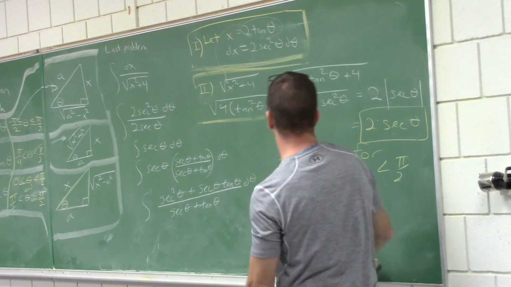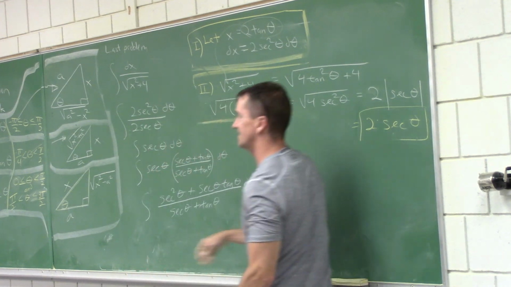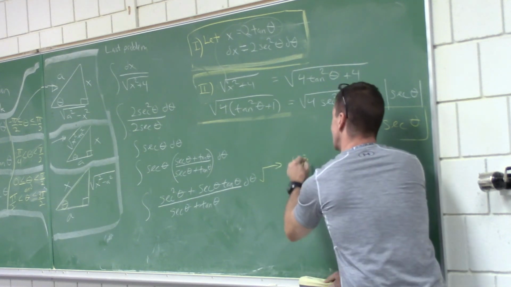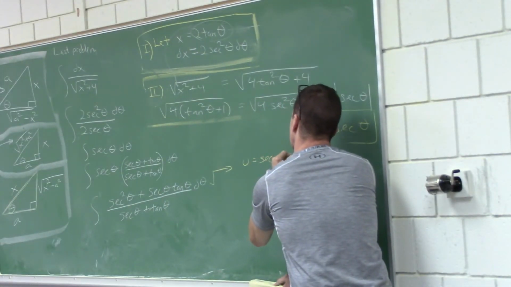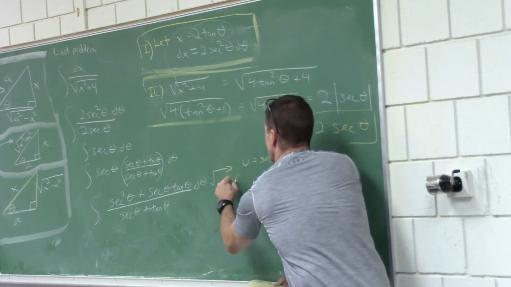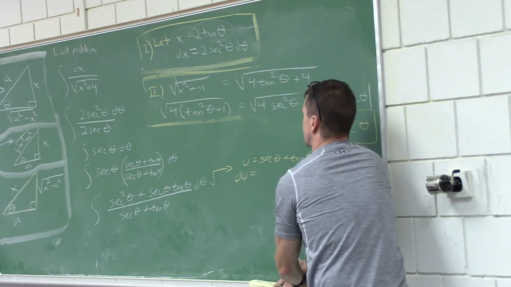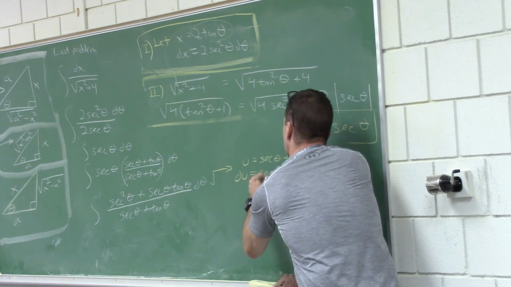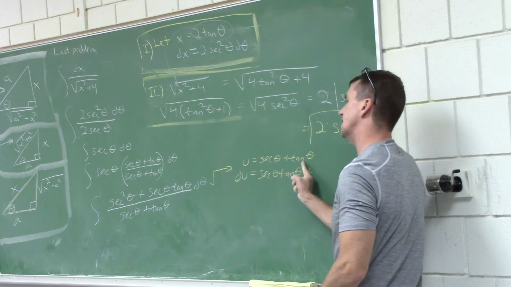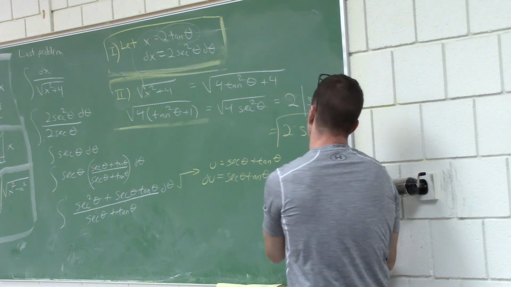This requires the use of substitution, everyone. Guess what we'll let u equal? Let u equal secant theta plus tangent theta, and this will work out perfectly. Guess what du is? What's the derivative of secant theta? Secant theta tangent theta. And what's the derivative of tangent theta? Secant squared theta. Now I put my d theta. Y'all see what happens?